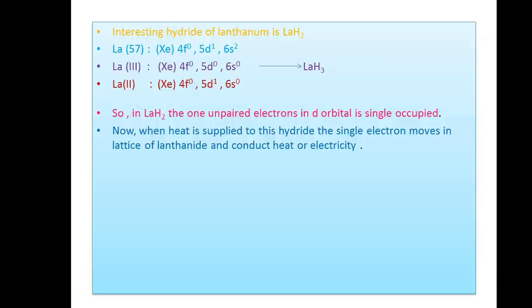Now when heat is supplied to this hydride, the single electron moves in the lattice of lanthanum and conducts the heat or electricity. Which electron conducts the heat and electricity? The one electron in the d orbital conducts the heat and electricity. This gives rise to conductivity up to 10 ohm per centimeter.